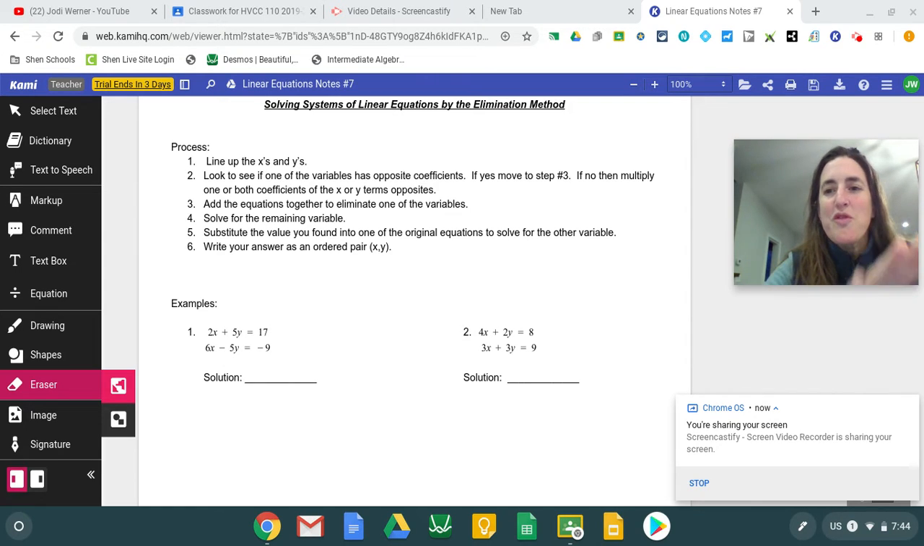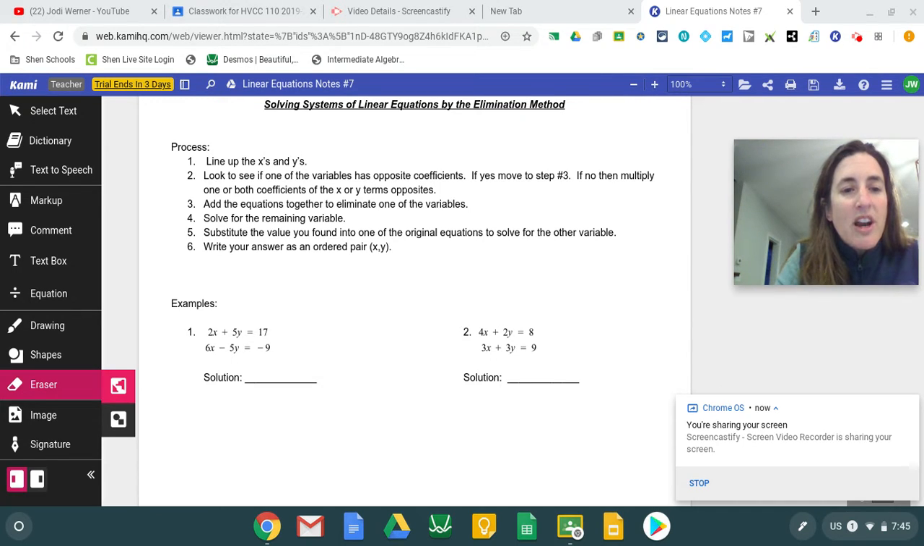So the thing we have to do first is look at our equations, and I wrote out our steps again. We're going to look at our two equations and see if the x's and y's are lined up. Are the x's in the same spot on the top equation and the bottom one? Our first equation is all set to go, so we don't have to do that first step. Now it says, look to see if one of the variables has opposite coefficients.